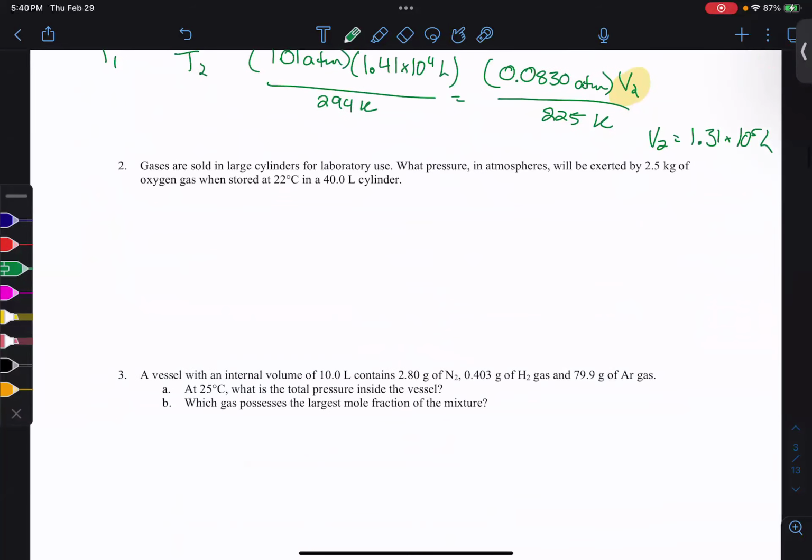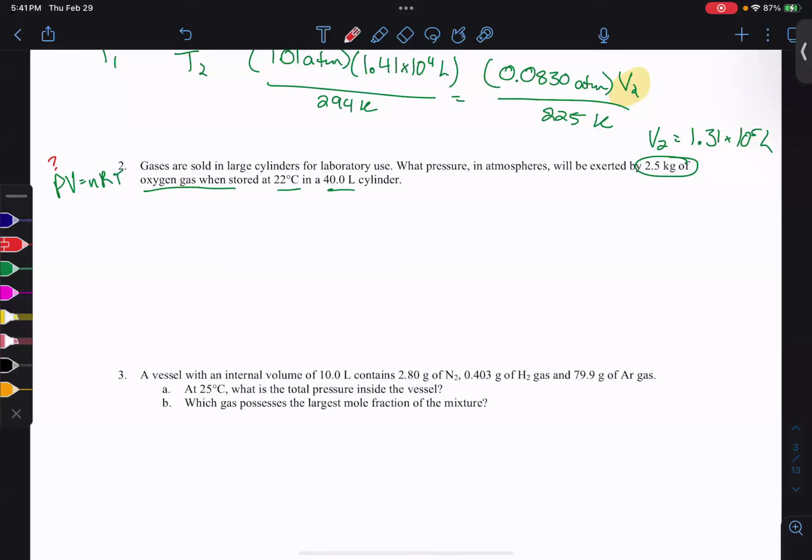That packet. Okay, so gases are sold in large cylinders. What pressure in atmospheres is exerted by 2.5 kilograms of oxygen gas when stored at this temperature and this volume? Okay, what equation should we use? Should we use the combined gas law again? Nope, because the sample is not changing. I want to describe one sample at one condition, so I actually want to use PV = nRT here.